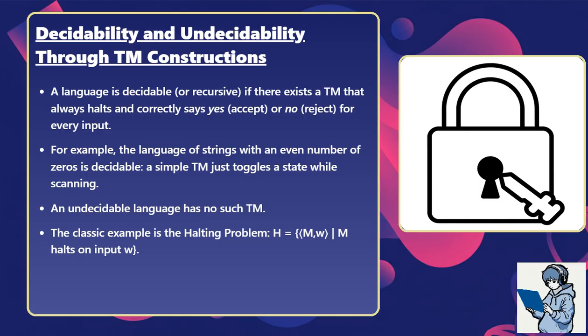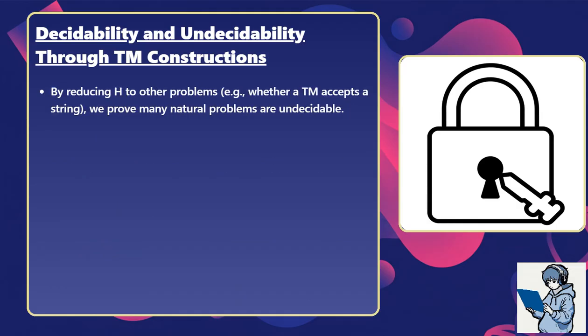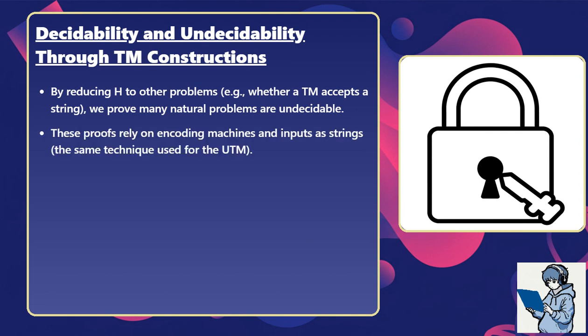The classic example is the halting problem. H equals ⟨M, w⟩ such that M halts on input w. Using a diagonal argument construction, we prove that if a TM could decide H, we could build a paradoxical machine that both halts and does not halt, a contradiction. By reducing H to other problems, for example, whether a TM accepts a string, we prove many natural problems are undecidable. These proofs rely on encoding machines and inputs as strings, the same technique used for the UTM.